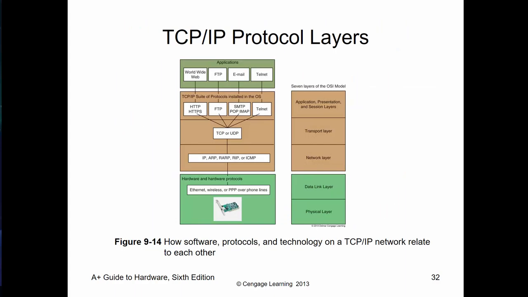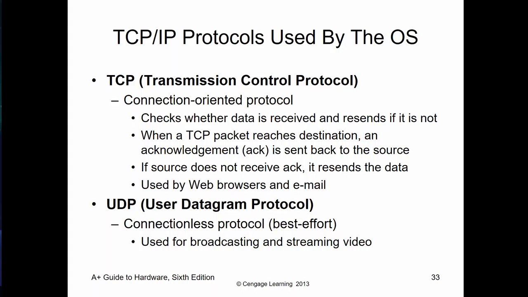Here we have our different layers, as well as the typical 7-layer OSI model. So we have the application, the operating system, and the hardware layer stacked up against the traditional OSI 7-layer model. Here is where we start getting into the different protocols used by an operating system. So the two major protocols used for communication in networking are TCP and UDP.